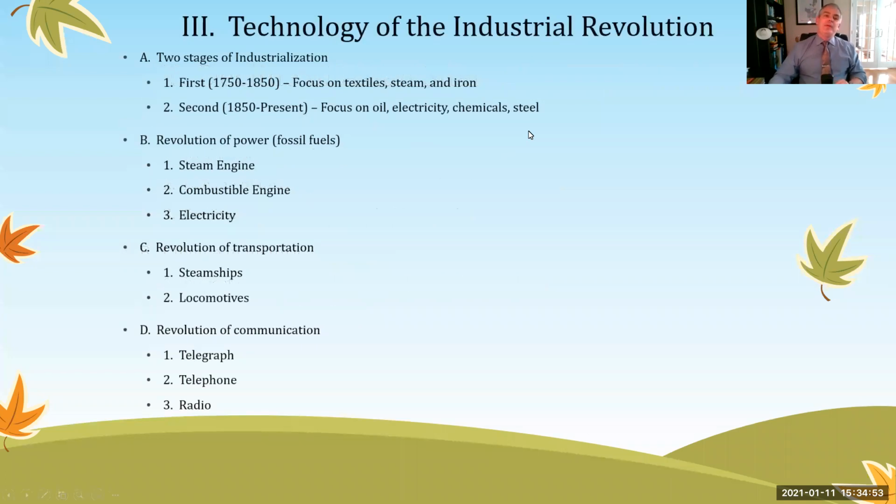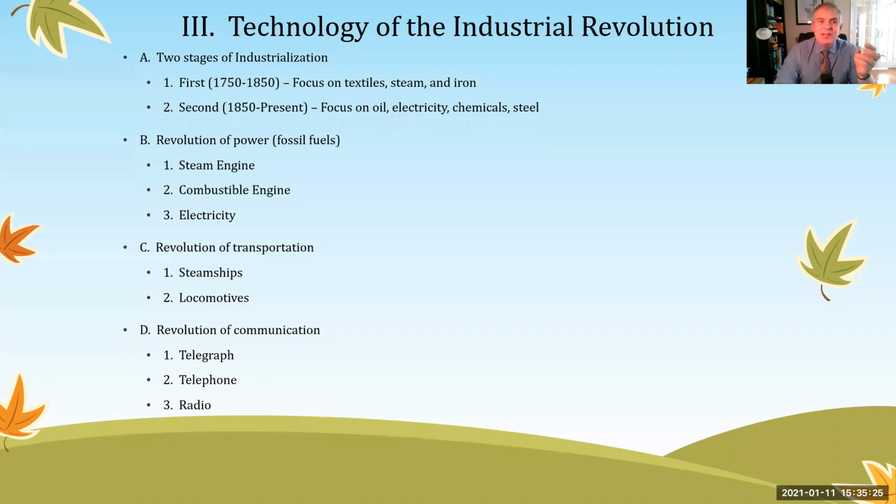Now, to the third topic, technology. And you'll see we're going to divide this up into two parts. One, in terms of technology, there are two different stages of the Industrial Revolution, two different stages of technological development. The first Industrial Revolution focuses on textiles, steam, and iron. So it's mechanizing the process by which we make textiles. The machines are made out of iron, and the machines are powered by steam.